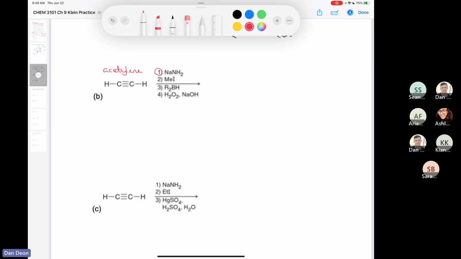I'm going to draw every intermediate. So that's going to give us this acetylide. Then in step 2, we're going to treat it with methyl iodide, like this. So that's going to do an SN2 reaction like this. And that's going to give us this compound, propyne. Then in the next 2 steps, we're doing the hydroboration oxidation. So is this a Markovnikov or anti-Markovnikov?